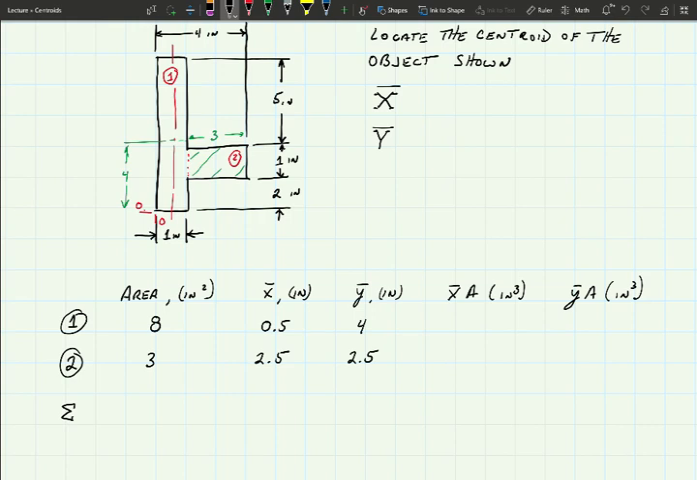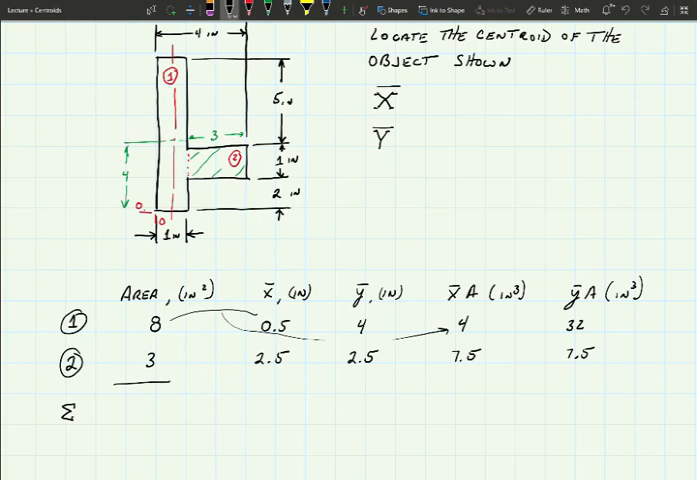Okay. And now what we're going to do is take the area, multiply it times the centroids, and get these numbers. So this one is 4. So this times that leads to that. Okay. And then the Y bar times the area is 8 times 4, which is 32. And then this one turns out to be 7.5 and 7.5.